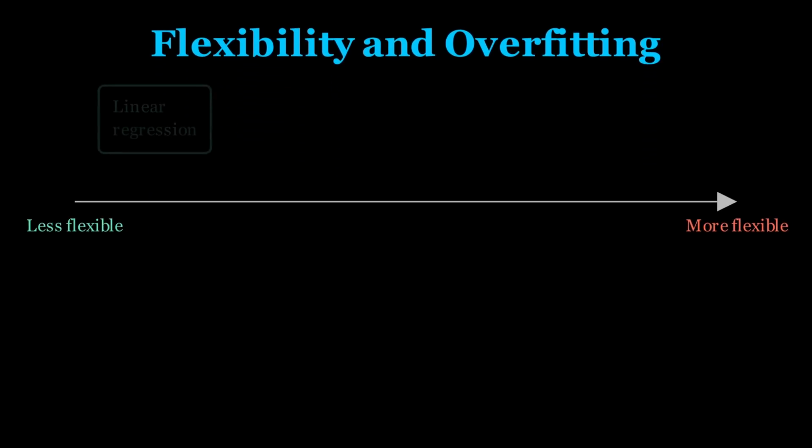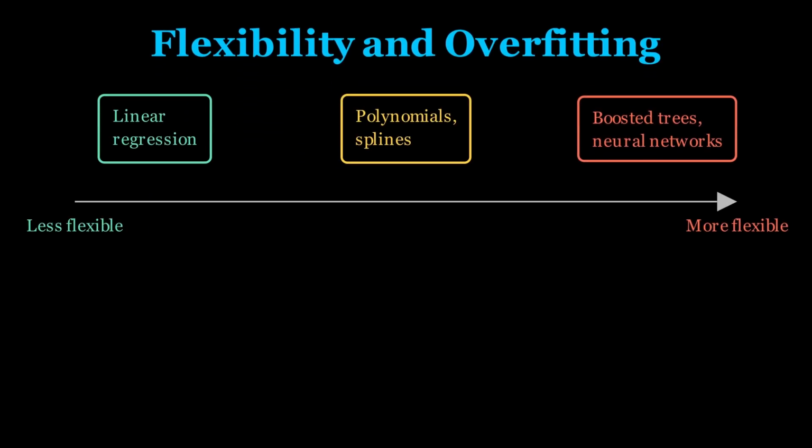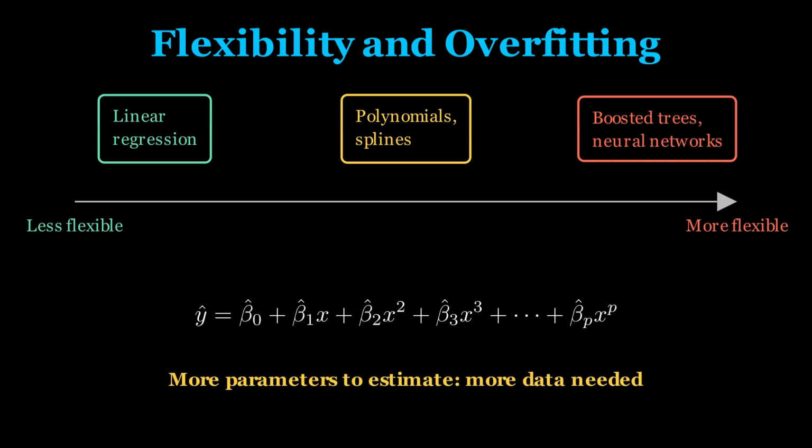Flexibility refers to a model's capacity to fit a wide variety of shapes and patterns in the data. Flexible models can capture complex, nonlinear relationships between the predictors and the response, but they also carry a higher risk of overfitting and may require more data to estimate their additional parameters reliably.